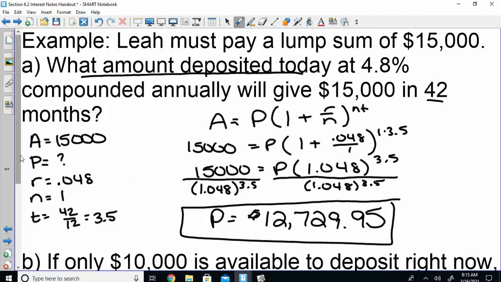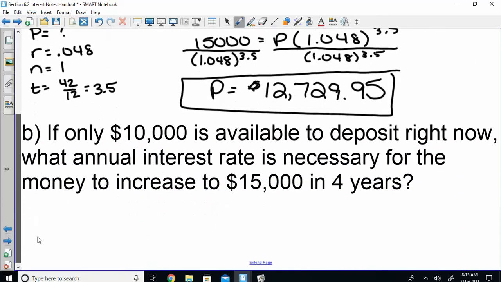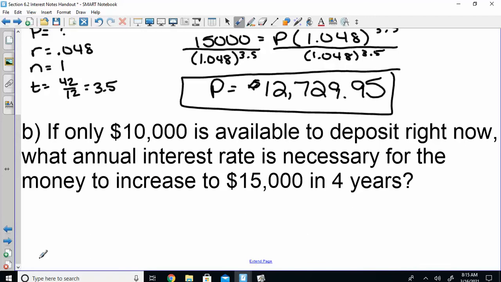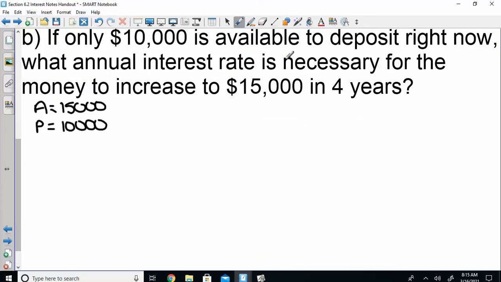Part B says if only 10,000 is available right now, what annual interest rate is necessary? So what this is saying is we still need the 15,000 in the future. P, the amount I have right now, is 10,000. This time I'm trying to find my interest rate. So R is the piece we don't know.